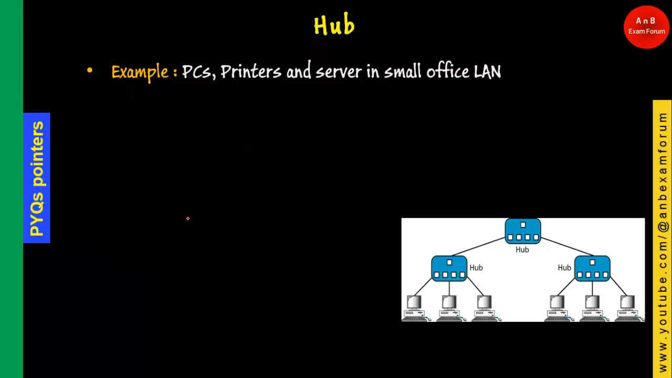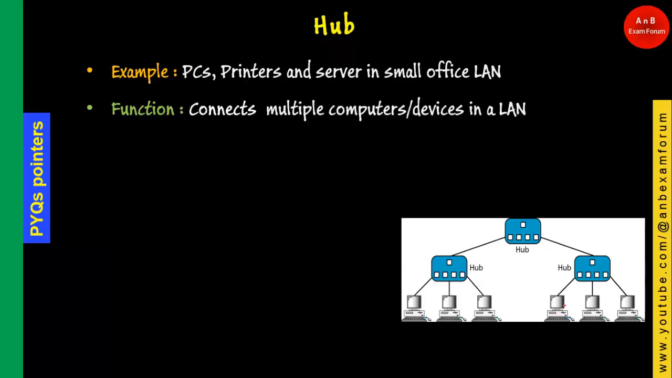Coming to the hub, for example, you are working in an office and you want to give a print. There are many PCs connected to the printer using a star topology. In that case you need a hub. For example, this is your PC and this is the printer. Via the hub you can directly give the printing command to that printer. So basically the hub also connects computers or devices in the LAN, but the basic difference between hub and repeater we are going to see in the next pointer.